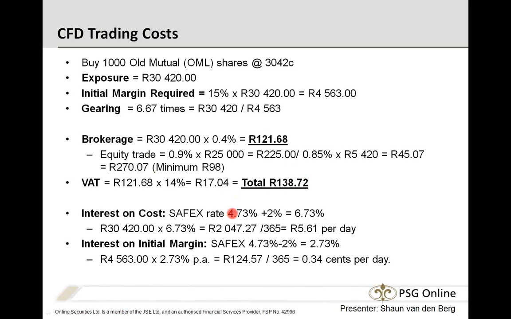Okay, there's the interest on costs. Remember it's a SAFEX rate, and this is a daily rate, by the way. So that plus the 2% is 6.73% times my exposure. It's going to cost me, if I hold it for the whole year, 2,047 Rand. Divided by 365, that's 5 Rand 61 per day. That's what I'm paying in interest. I'm also receiving interest on my margin, 34 cents. So that gives you a rough idea how the interest would be calculated.